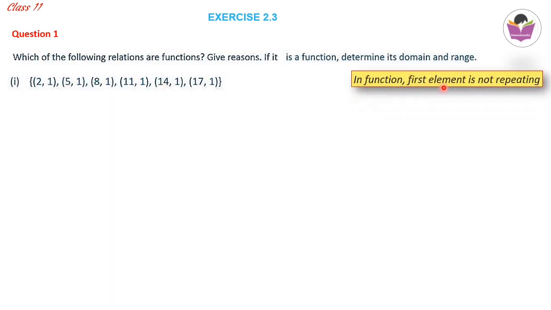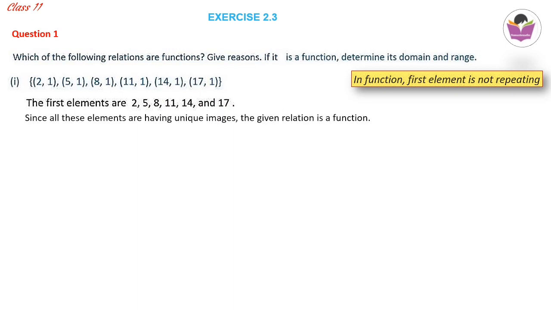In a function, the first element is not repeating, meaning every element has a unique image. The first element should not have two images. From the two sets, one element of the first set should not have two images in the other set. If you check here, the first elements are 2, 5, 8, 11, 14 and 17. These are our first elements, and all these elements have unique images.